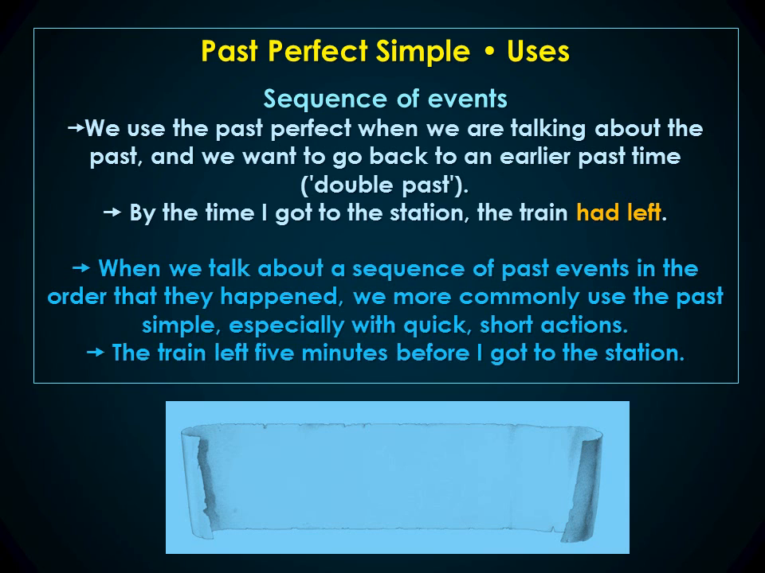See, when we talk about a sequence of past events in the order that they happened, we more commonly use the past simple, especially with quick, short actions. The train left 5 minutes before I got to the station.